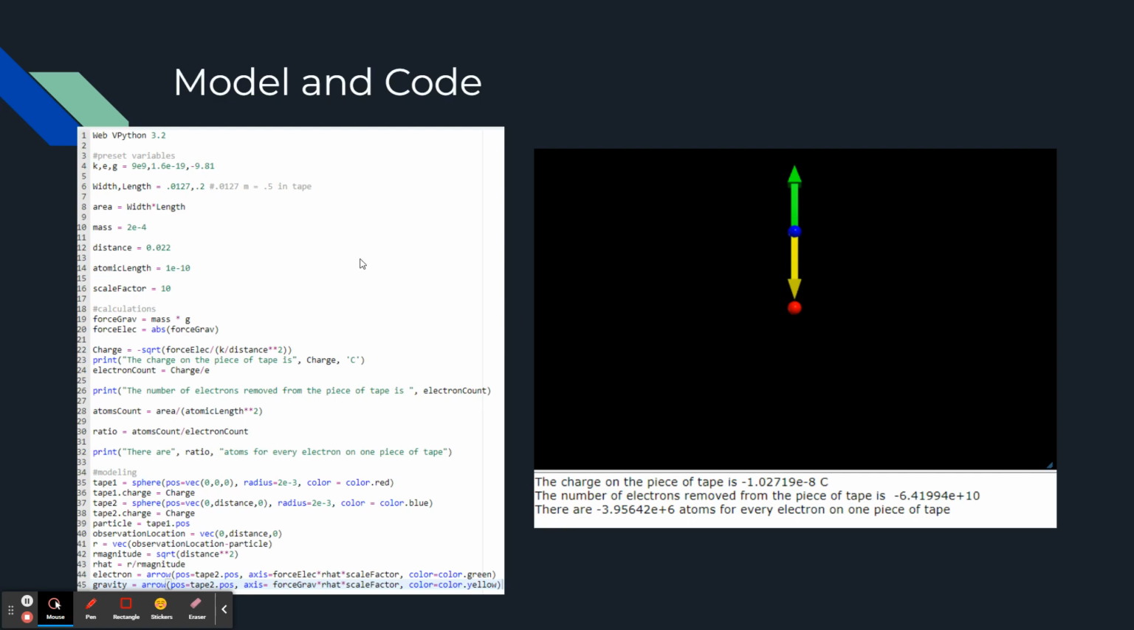So here's a look at the model and the code to go along with it. As you can see here, we're using the same equations, force of gravity and force of electric, to calculate our final number, which happens to be the same as we calculated earlier on paper, where the blue dot is tape B and the red dot is tape A, and the two force lines are equal in length.